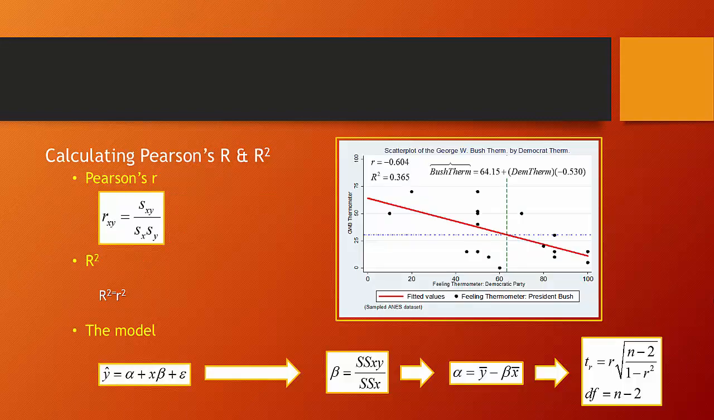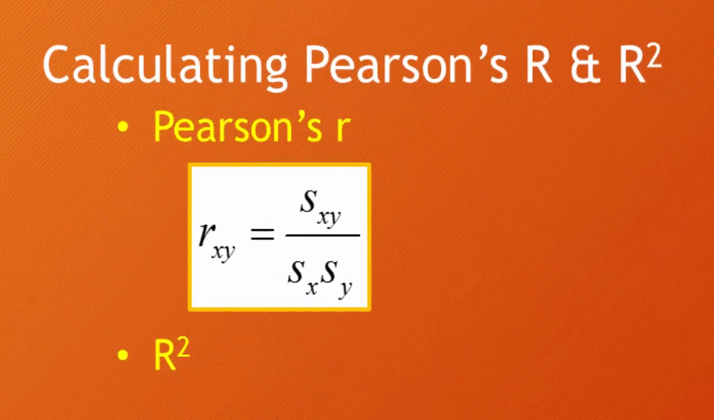Okay, so when we calculate Pearson's R, the way that Pearson's R is calculated is by dividing covariance by the standard deviation of x multiplied by the standard deviation of y. It's relatively straightforward to calculate, but we'll get to that in a second. And that's going to give us R.